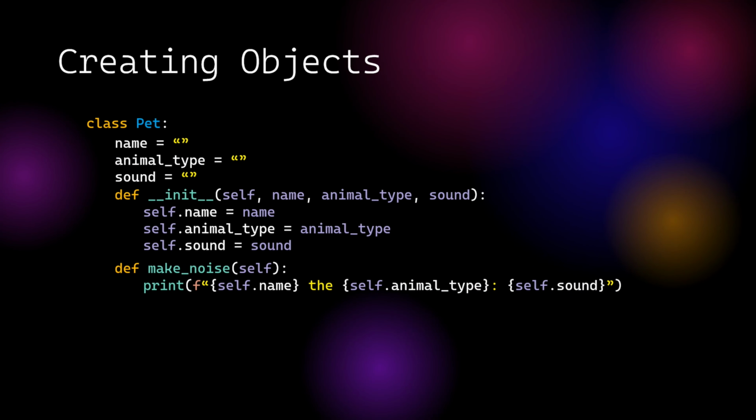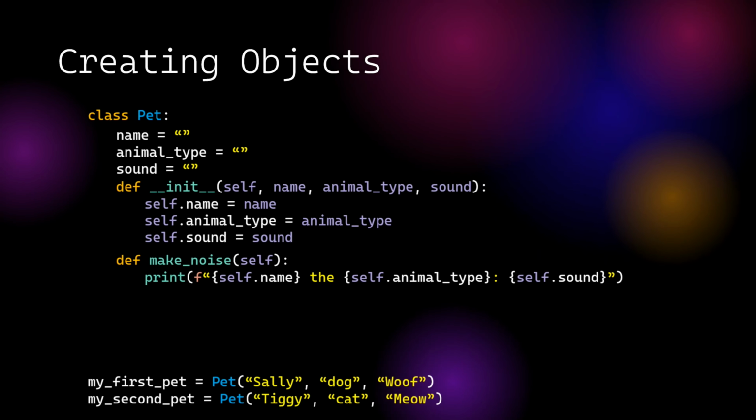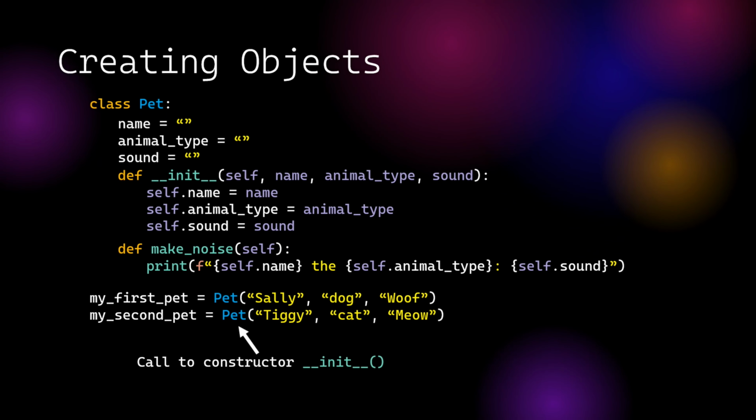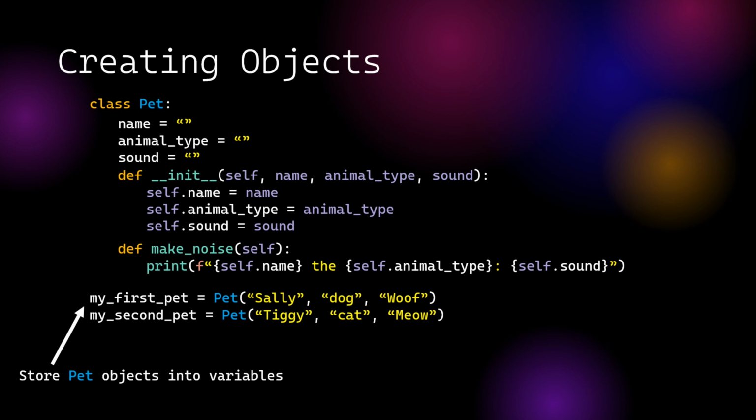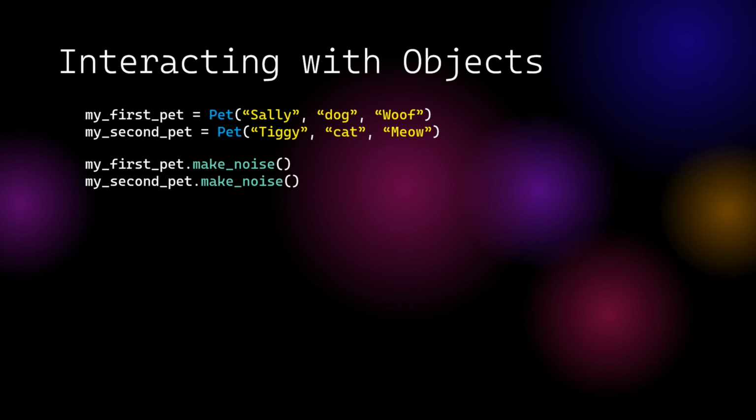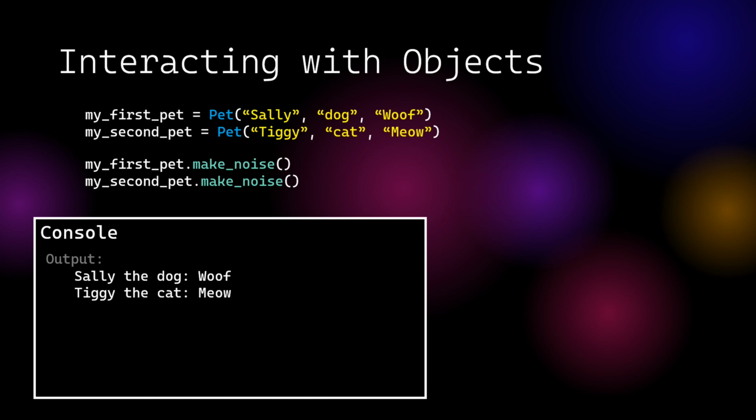But how can we actually use our blueprint? In Python, we just need to instantiate it using the class name, much like a function call, along with the parameters for the constructor function, excepting the self variable, which Python always provides for you. This will return a new instance of the class, which we can store into a variable. In this code, we create objects representing two of my pets. To interact with these objects, we can use the dot operator to access member functions or variables. In this code, we call the makeNoise function for each one of my pets. Notice how even though we call the same function, the output depends on which object we run the method on.